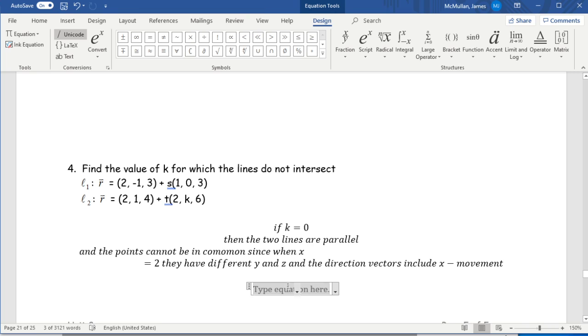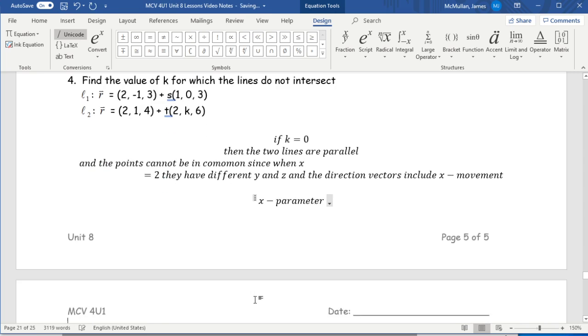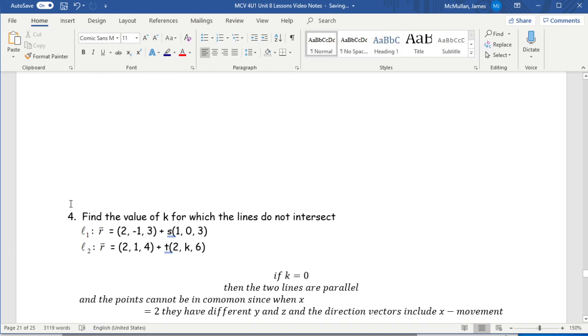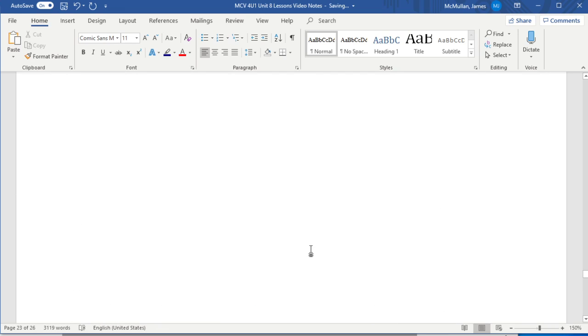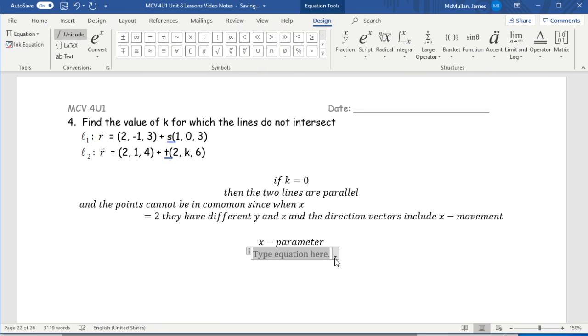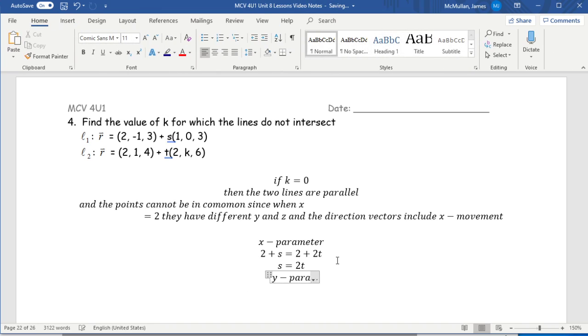To do this, let's work with the x parameter first. Okay, so we're going to need a new page for this. So 2 plus s equals 2 plus 2t. So we come to the conclusion that s is equal to 2t, right? Because you subtract the 2 from both sides, and that's all you're left with. Then we go to the y parameter. Sorry, let's skip the y parameter because we don't know k, right? Let's go to the z parameter.